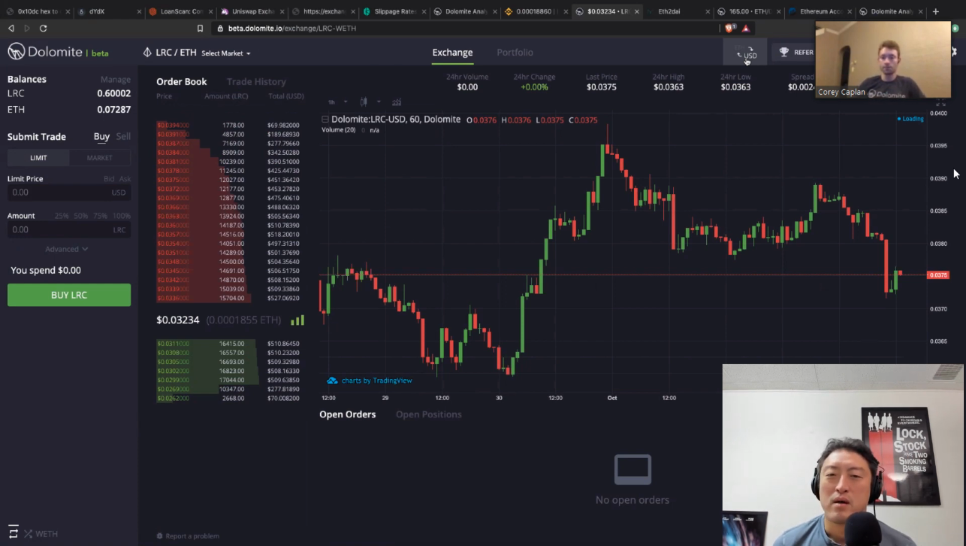Cool. That sounds amazing, and I'm really looking forward to playing around more with Dolomite. Maybe I'll start a bot there this afternoon, as well as use all the features that you guys are going to come out with, like margin trading and others.